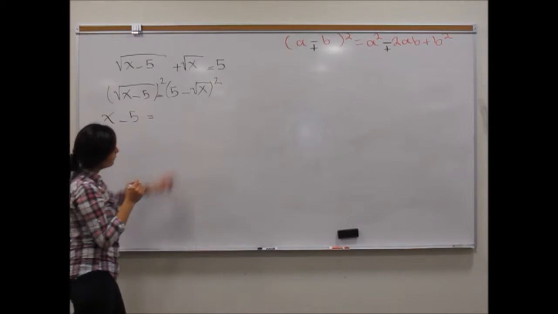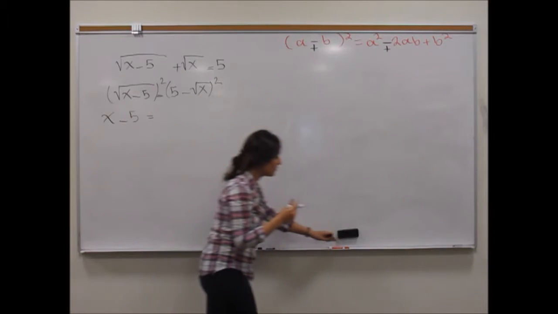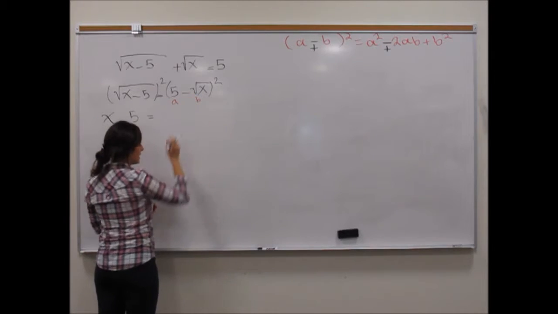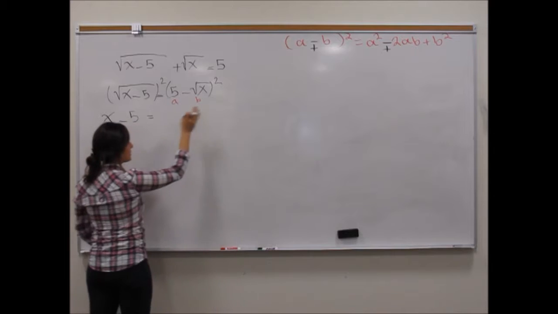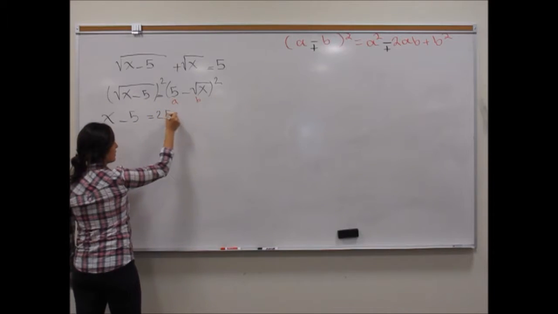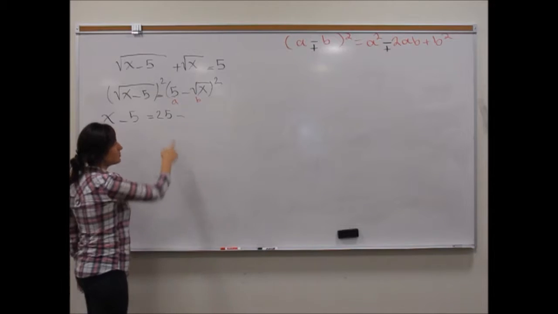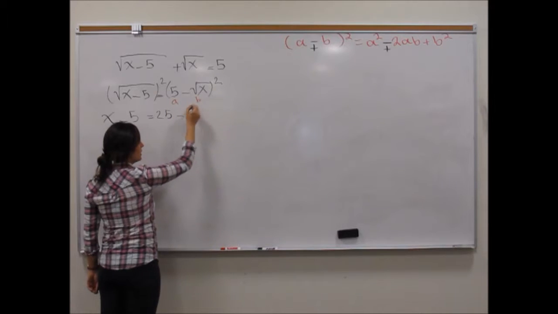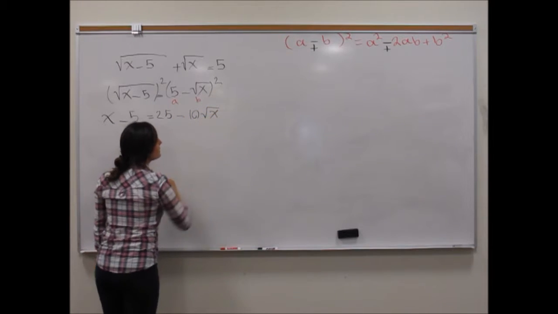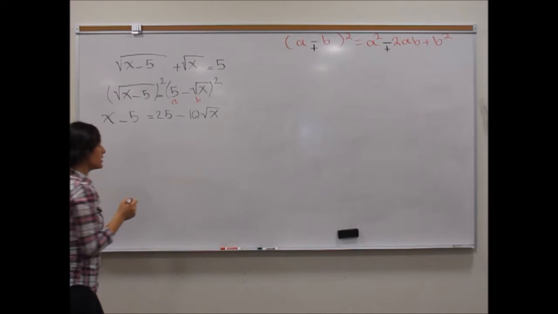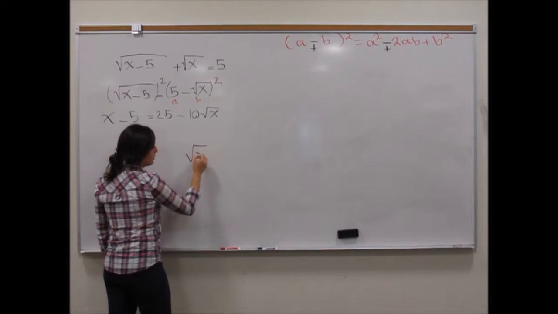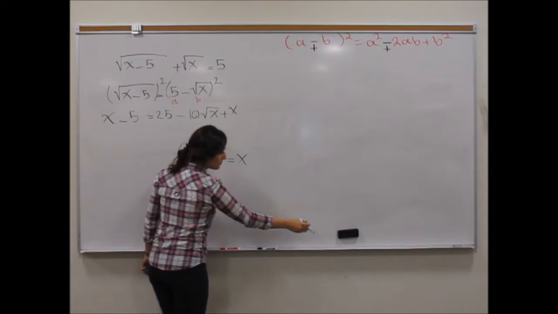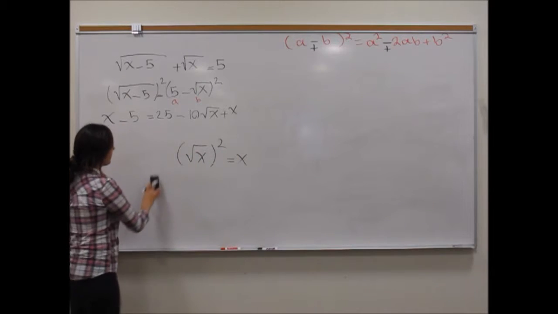And then on the other side, if you look at it, this is actually a binomial. So my a is 5 and my b is rad x. So a squared would be 5 squared, which is 25, minus 2 times a times b. So 2 times a is 2 times 5, which is 10. So 10 rad x. And then plus b squared, and my b is rad x. So rad x squared would be just x. So plus x.